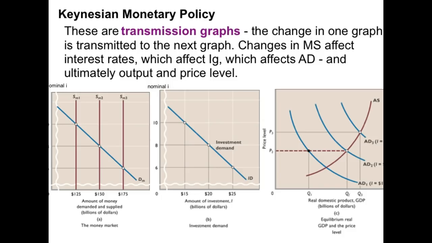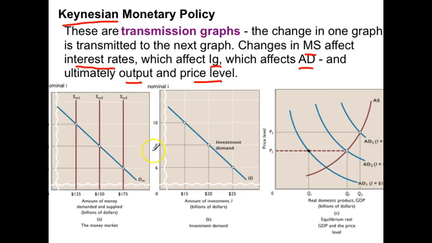So if we put this all together, and it's a little bit hard to see because they're kind of crammed on here, this is called Keynesian monetary policy. Again, John Maynard Keynes believed in interventionist fiscal and monetary policy, and these are called the transmission graphs. All that means is that we're transmitting the change in one graph to the next graph and showing how changes in the money supply affect interest rates, how interest rates affect investment, and how investment affects aggregate demand, which of course ultimately affects output and price levels. So we have a lot of things going on here, everything from Unit 4 wrapped in here together.